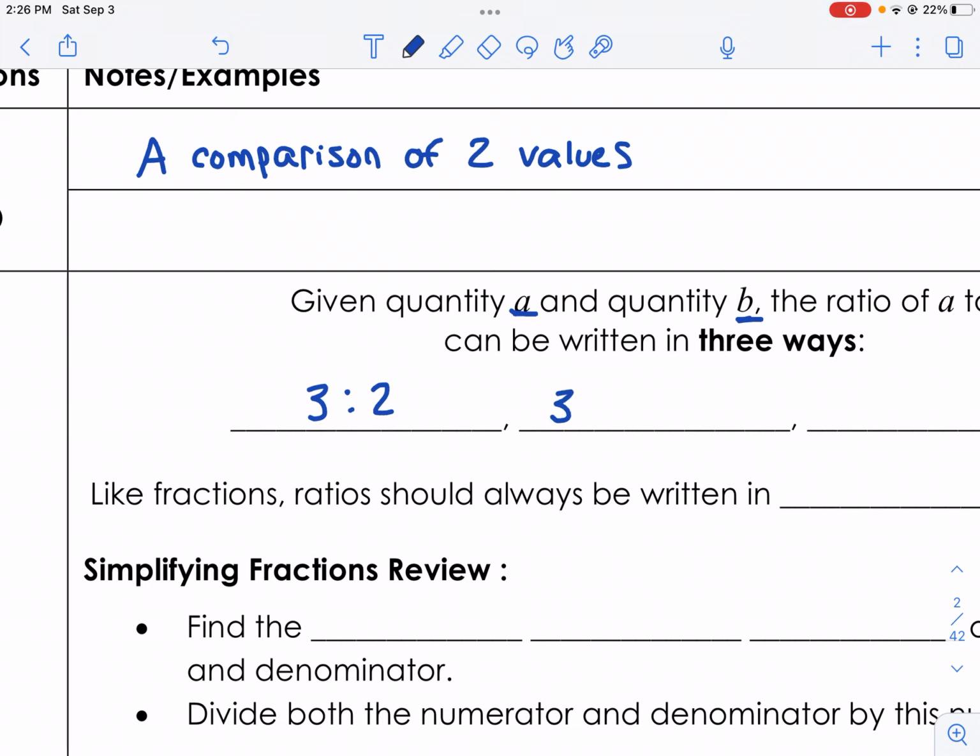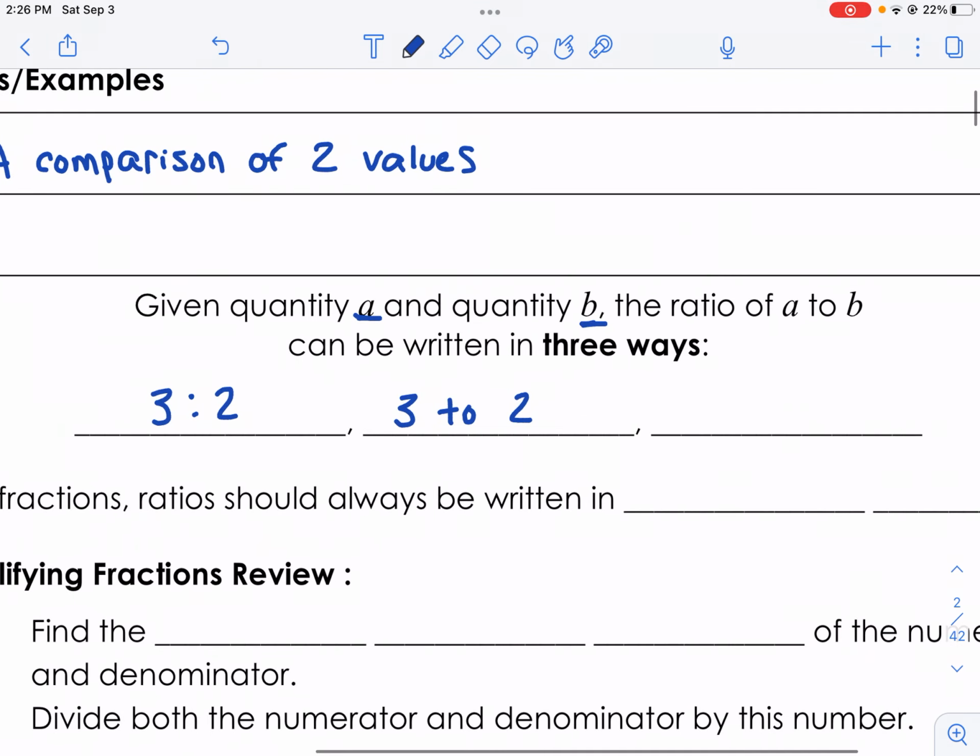You could also write that with words. The colon kind of represents "to," so 3:2 means 3 to 2. You can put the word "to" in there, or you could use the fraction 3/2. Even though fractions make things harder in some ways, they're going to be very useful for us pretty soon.